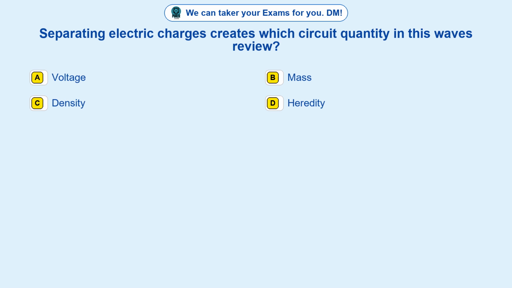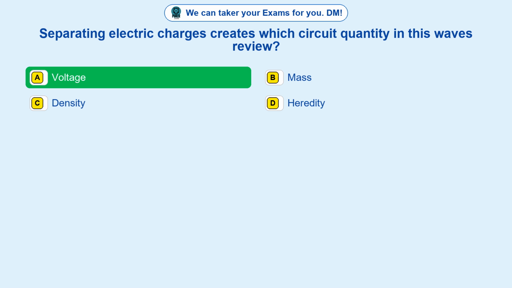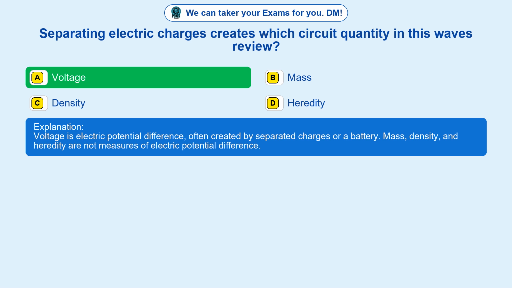Question 70. Separating electric charges creates which circuit quantity in this waves review? Option A, voltage. Option B, mass. Option C, density. Option D, heredity. The correct answer is option A. Voltage. Voltage is electric potential difference, often created by separated charges or a battery. Mass, density, and heredity are not measures of electric potential difference.